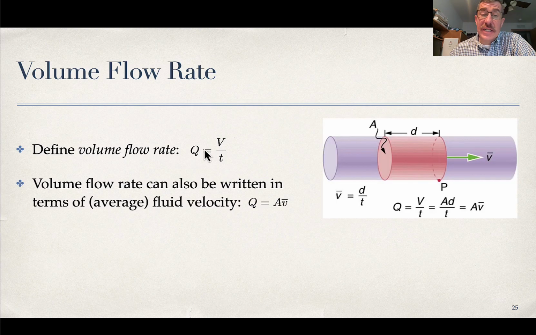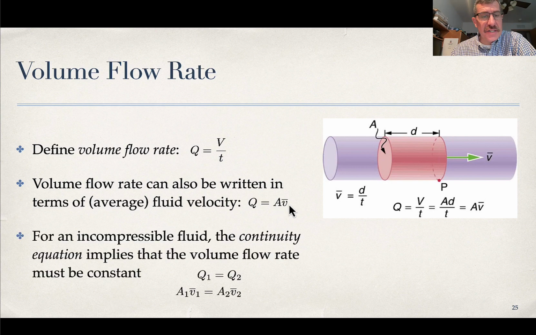And the textbook uses a capital Q to stand for this volume flow rate. Now, if you do a little bit of algebra, you can show that this volume flow rate, so volume per time, you can also write as the area of the pipe or tube the fluid is flowing through times the velocity of the fluid at that point. So we can write, volume flow rate is the cross-sectional area of the pipe or the channel or the tube you're flowing through times the velocity, or really the speed actually.